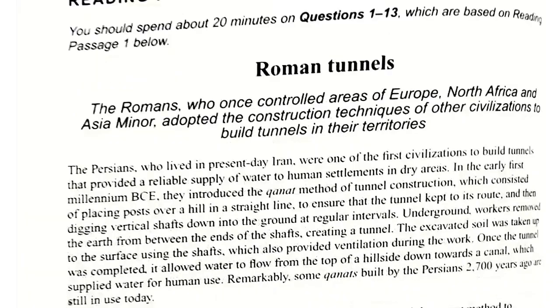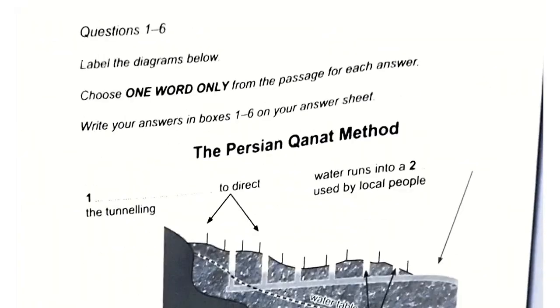So first you'll have to read the heading. It is about the Roman tunnels. The Romans, who once controlled areas of Europe, North Africa, and Asia, adopted the construction technique. They adopted the construction techniques of other civilizations to build tunnels in their territories. So this is the heading. Now we're looking at the question types. First is label the diagram. So this is in order.